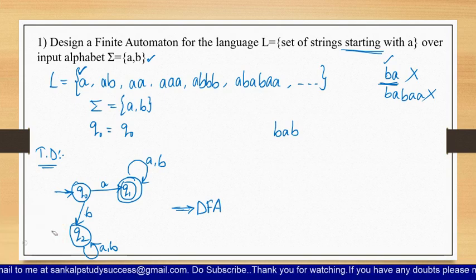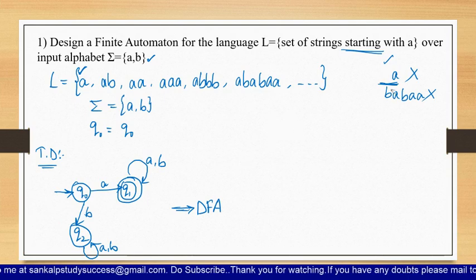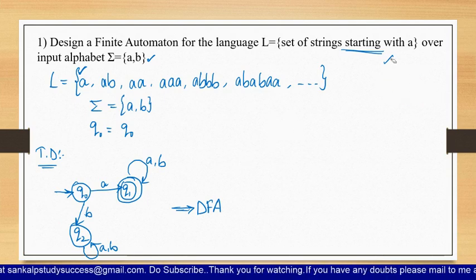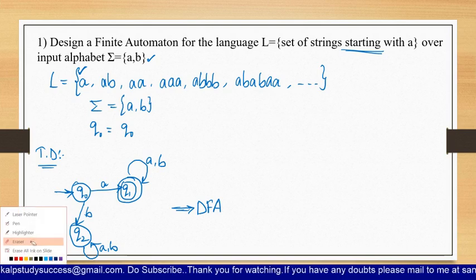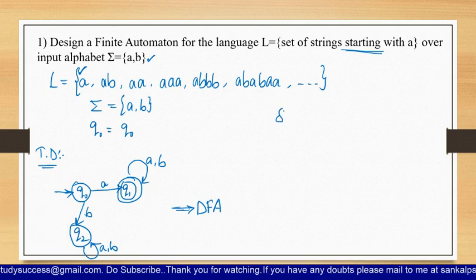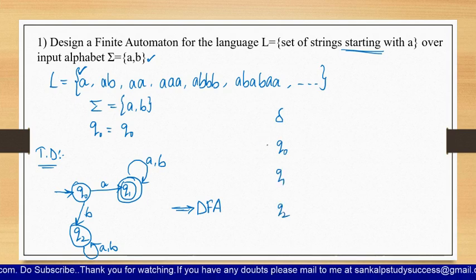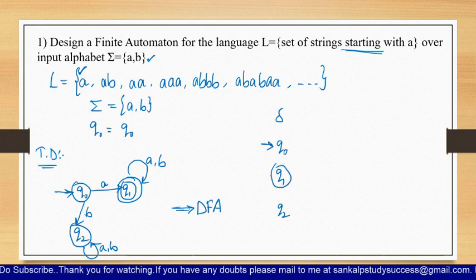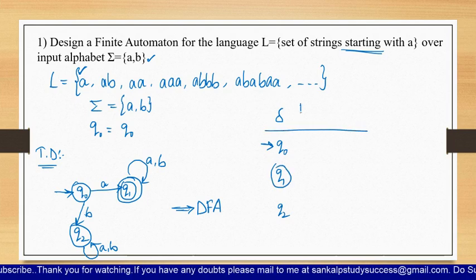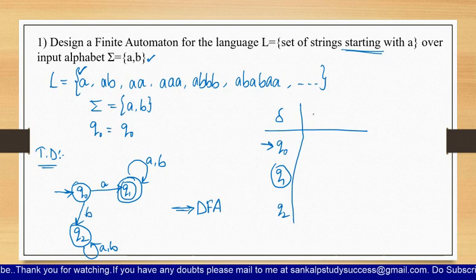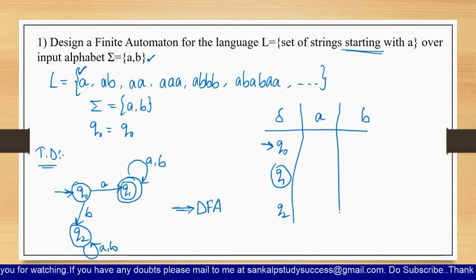Now let us see the transition table, how to draw the transition table. What do we represent in rows? It is a transition function. Rows denote Q0, Q1 and Q2, right? Where Q0 is the initial state and Q1 is the final state. And columns denote A comma B, which are nothing but the input symbols. So let us draw the transition table.